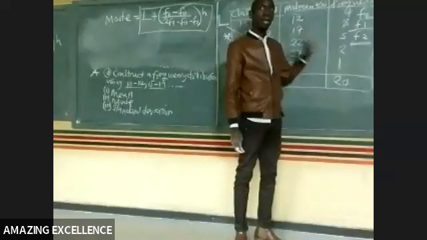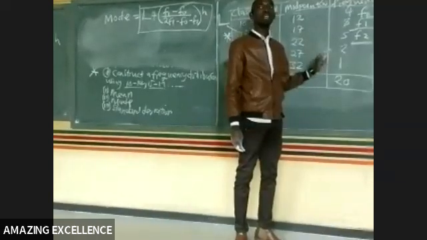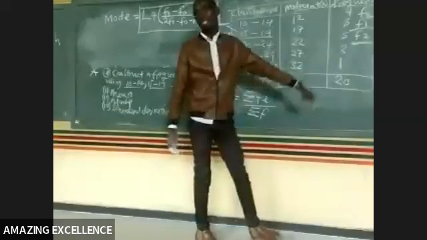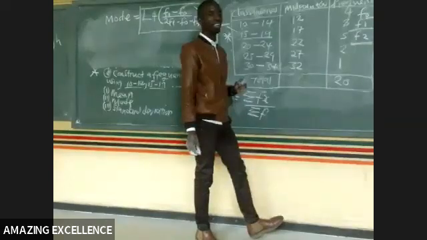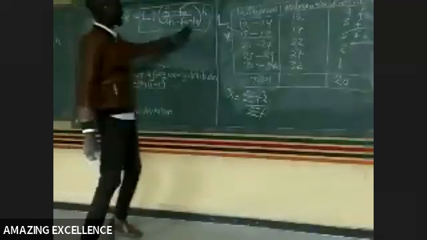Then F1 is the frequency of the model class, whereas F2 is the frequency of the class that comes after the model class. Did you get that? Yes, sir, I've gotten it. Any other question? Everyone is clear about how we can proceed.